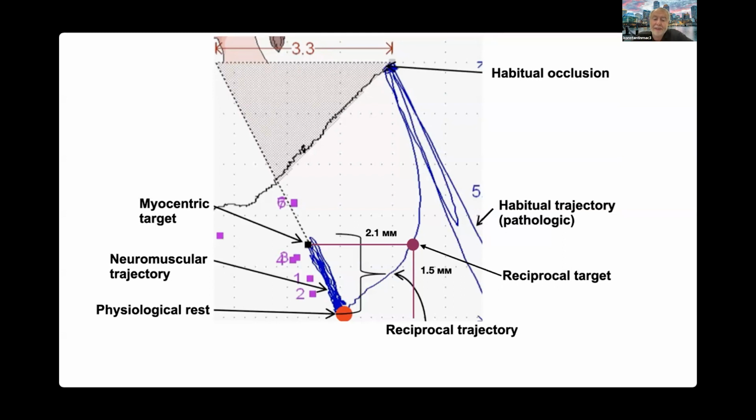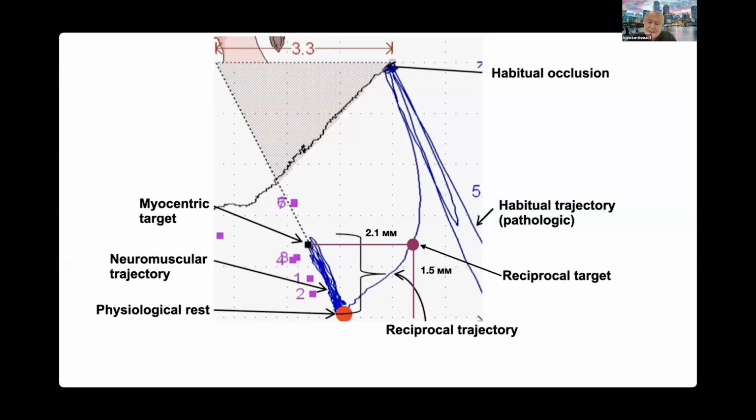And how did we get there? After the TENS procedure, the jaw went to this position. This is a sagittal view. All right. And we know that we have to go up 1.5, 2 millimeters along the neuromuscular trajectory to establish the neuromuscular bite. This is the black square, right?